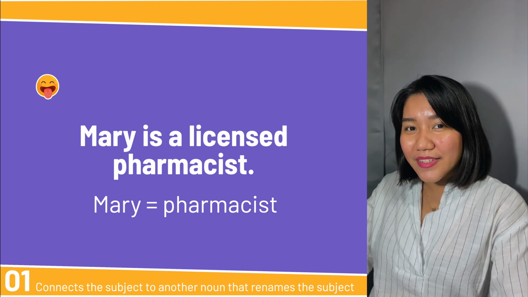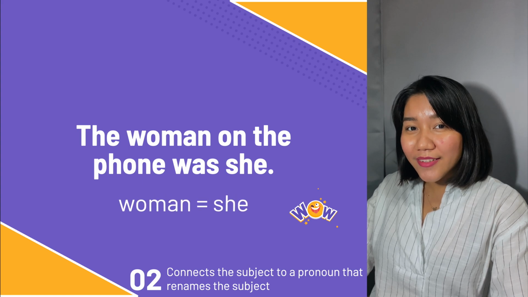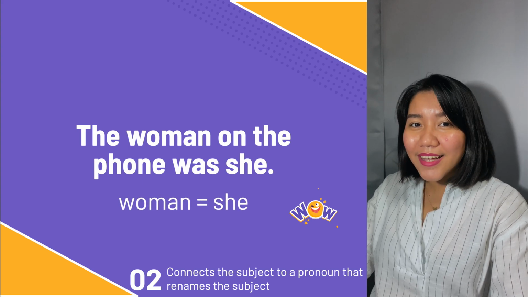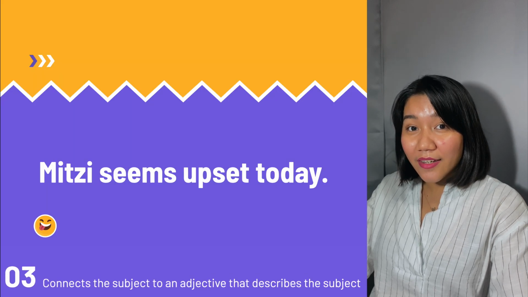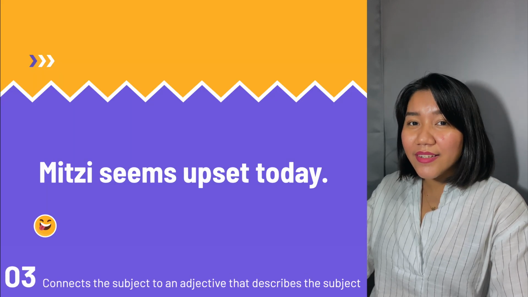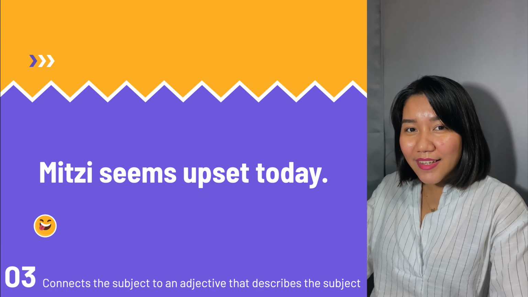Let's take a look at another example. The woman on the phone was she. The linking verb was connects the subject woman to the pronoun she. She renames woman. Woman is equal to she. Let's take a look at another. Mitzi seems upset today. The linking verb seems connects the subject Mitzi with the adjective upset. Upset describes Mitzi.